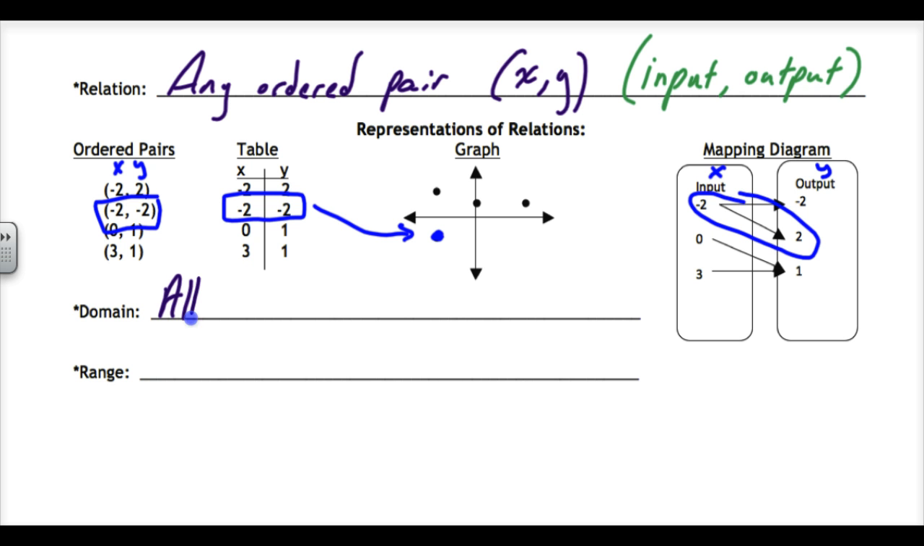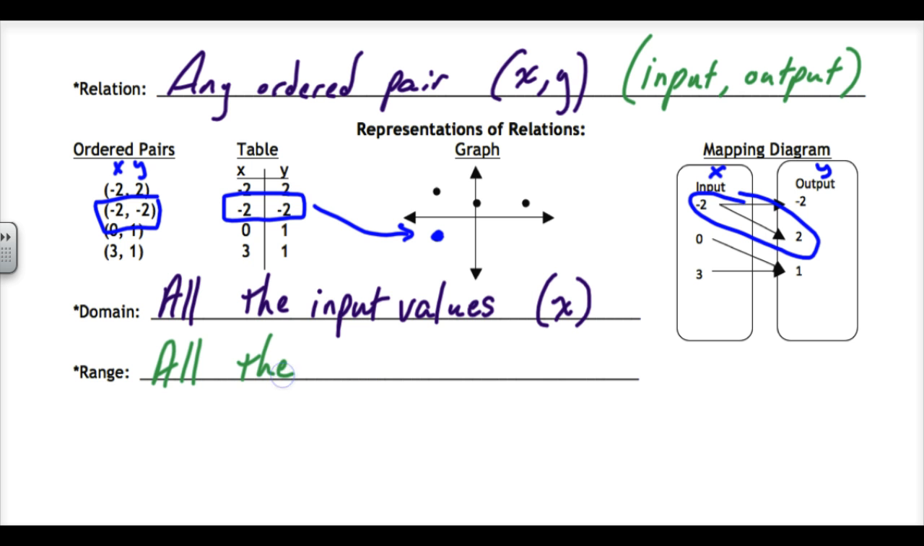Now we're going to talk about domains. And a domain is all of the input values. Or in other words, we're talking about all of your x values. And we also have range, and range is all of the output values. And the output values are going to be all of your y values.